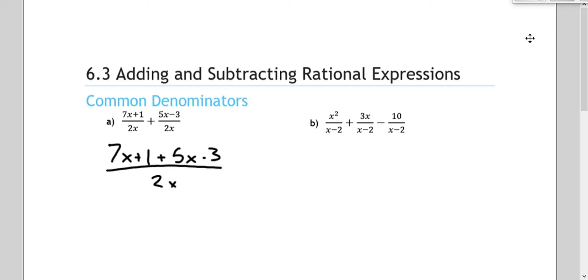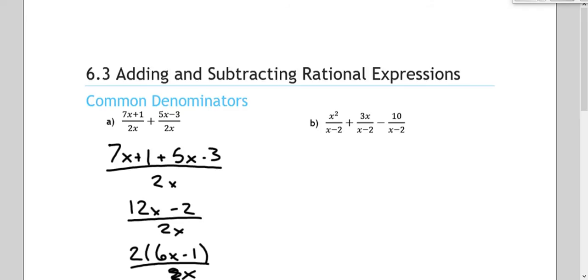So then I add these together and I get 12x minus 2 all over 2x. And then I can factor out a 2 from the top and 2x on the bottom. This crosses out, and that's what I'm left with. But I have an NPV, that x cannot equal 0.